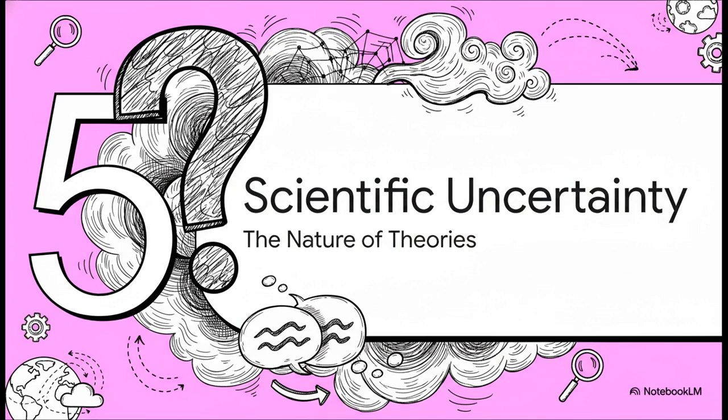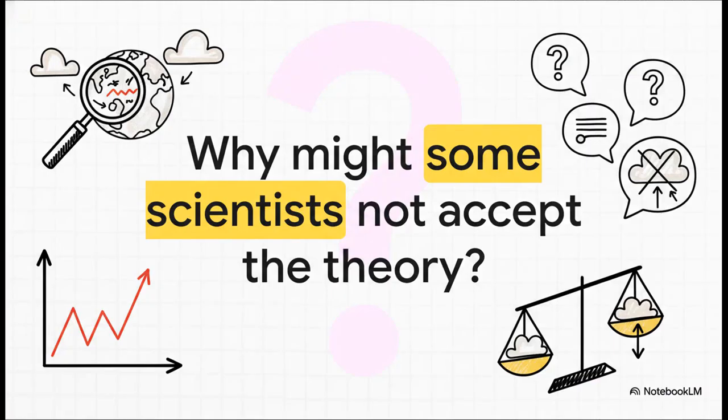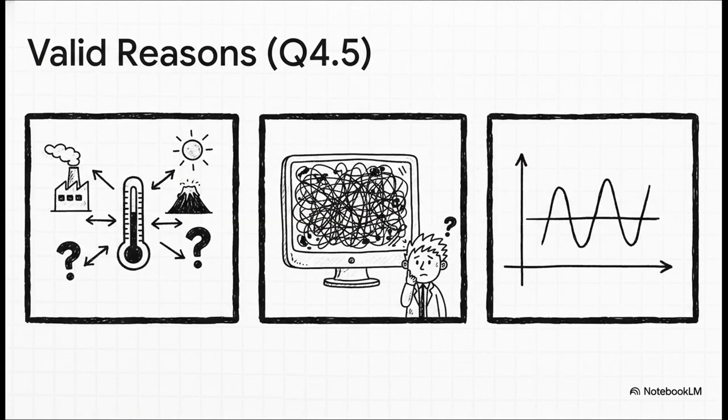We're looking at the nature of science itself, and why big scientific theories aren't always accepted by everyone without debate. And this is the final 1-mark question. Give 1 reason why some scientists do not accept this theory. Now, this question isn't about your personal opinion. It's testing your understanding that scientific models are complex and often have limitations. So, what were they looking for?